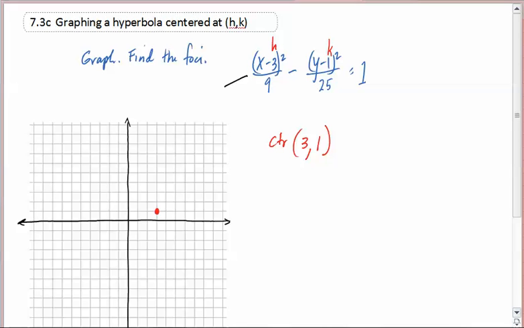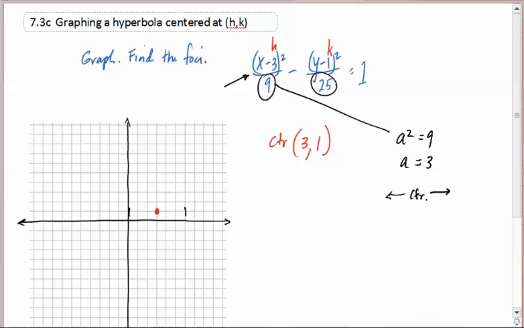Now I look for the positive term. There's the positive term. That's going to be my transverse axis. So this right here is my A squared, and A is 3. By the way, this is horizontal, right? It's a horizontal orientation because the positive one is with the X. So we're going to have the center, and then we're going to go out 3 to the right, put a little mark, and out 3 to the left and put a little mark. Those are my boundaries for my fundamental rectangle.